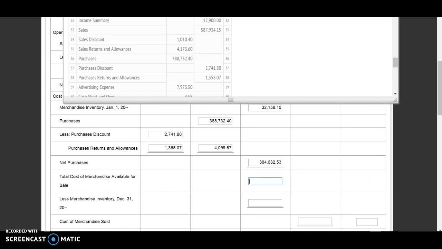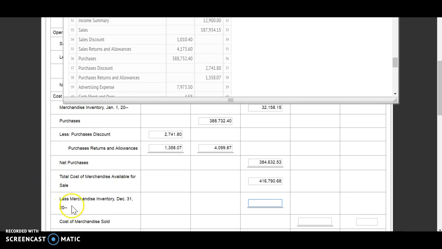Okay, next I need to figure out my total cost of merchandise available for sale. So to figure out this number, I see that my beginning merchandise was $32,000 and I have purchases of $384,000. I'm going to add these two numbers together to get my total cost of merchandise available for sale. $416,790.68.